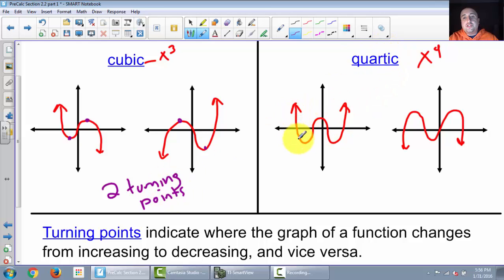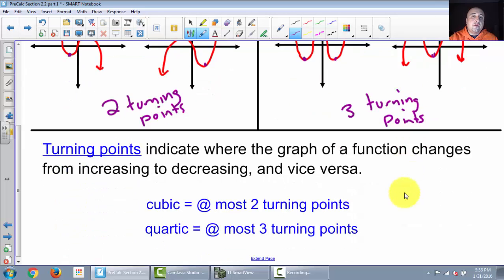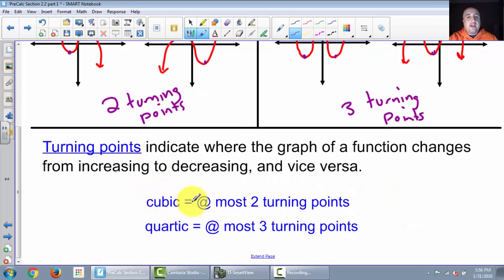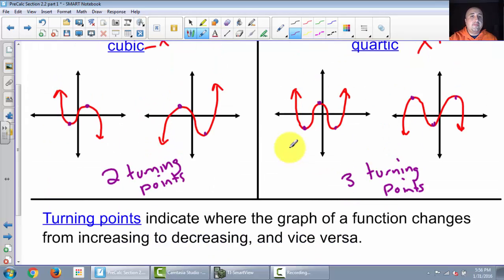Quartics, how many turning points do these have? So we're decreasing, we get to a point, we're increasing, get to the top, decreasing. So x to the fourth has 3 turning points. Okay, so cubic has at most 2 turning points, quartic has at most 3 turning points. All right, so hopefully that makes a little bit of sense.